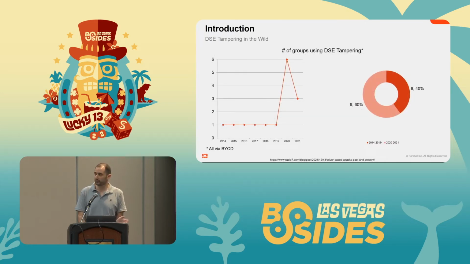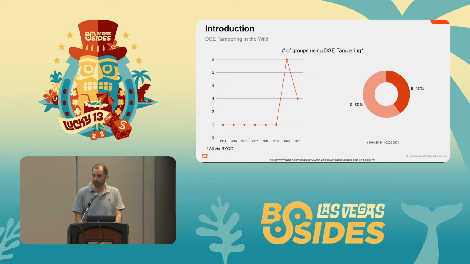So in recent years, there have been quite a lot of cases that use DSE tampering. We can see some of the statistics here. In the last couple of years, there's a bit of a spike here, from an average of one group a year that is being reported on, we got to an average of about 5.5. So it's quite a lot.